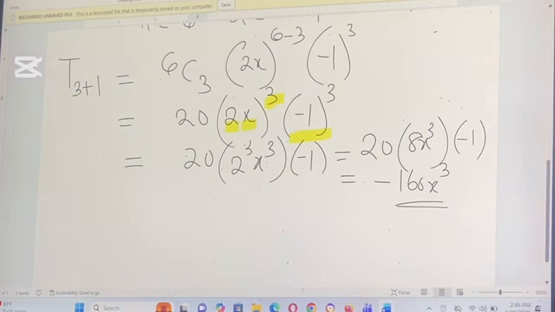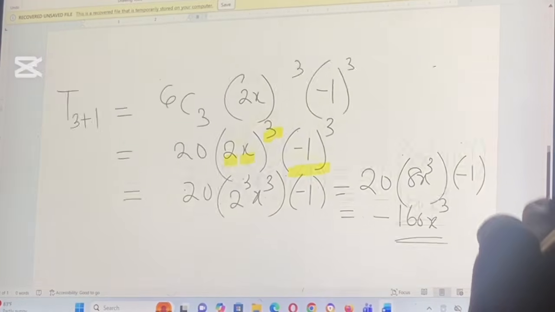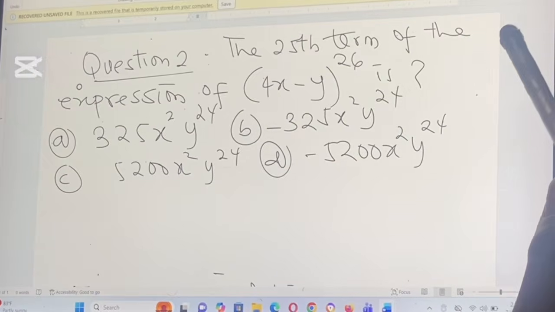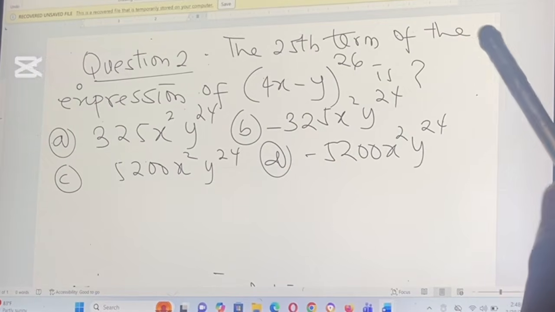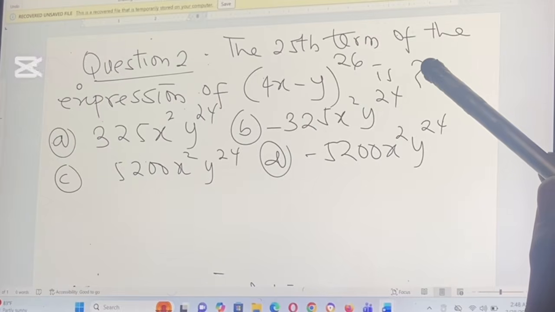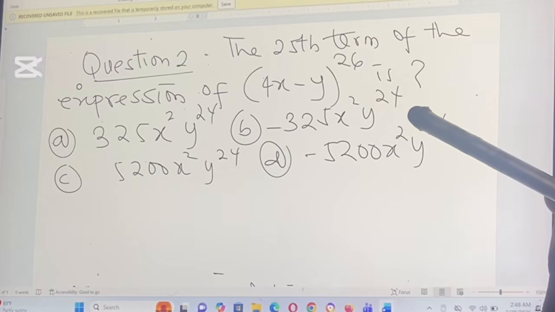Please take notes. Okay, let's solve the next question here. Question 2, please. They said the 25th term of the expression 4s minus y raised to the power of 26 is. So these are the options here.